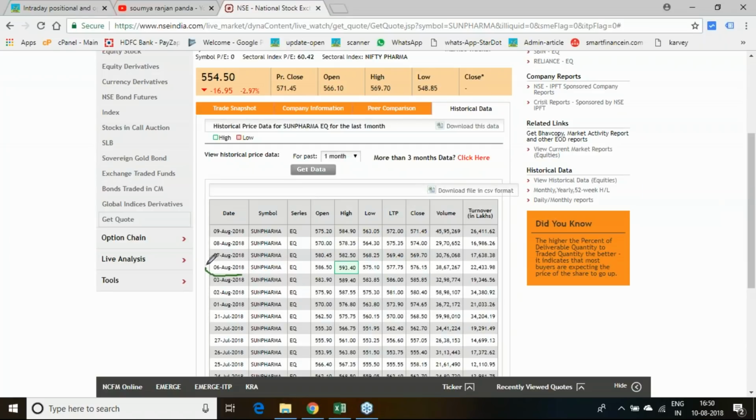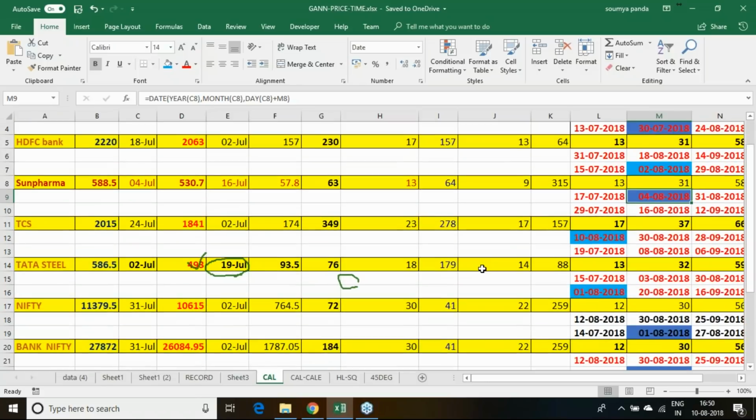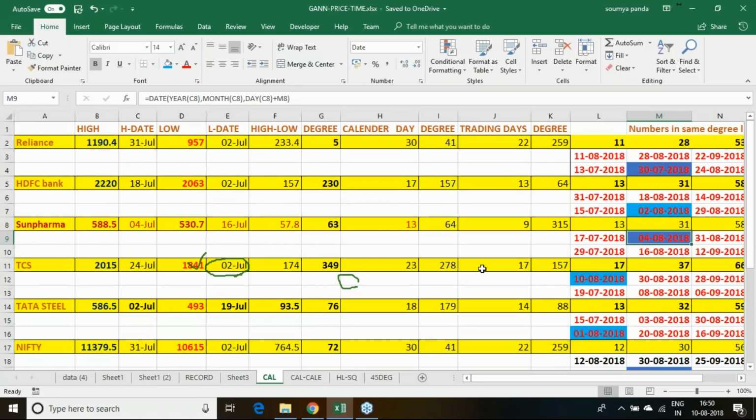As I told you, whenever the days calculated by you fall on holidays, the succeeding days or the preceding days can have an impact. So 3rd August was also one of the highest price points of the trailing 1 month. However, on 6th August you touched 593.4. That was also very much within the principle of this time calculation. So this is for Sun Pharmaceutical.